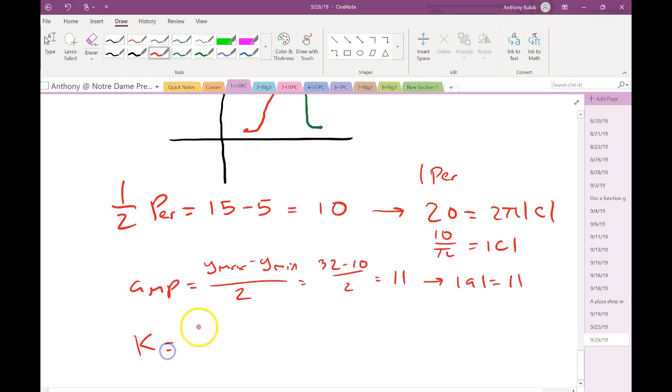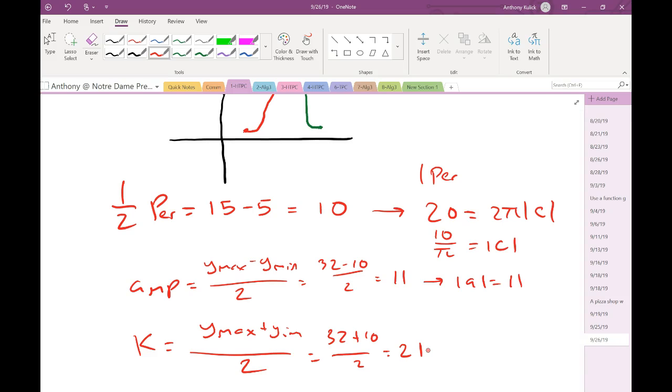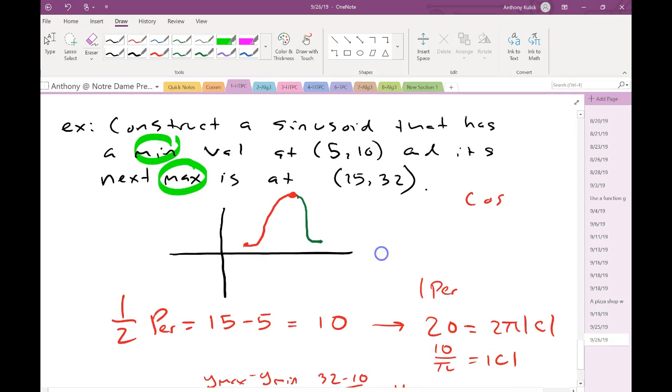I have enough information to calculate the K. So that's 32 plus 10 over 2. That's 21. Okay with that? The last thing I need to do is figure out the H. So, should I be mapping max?